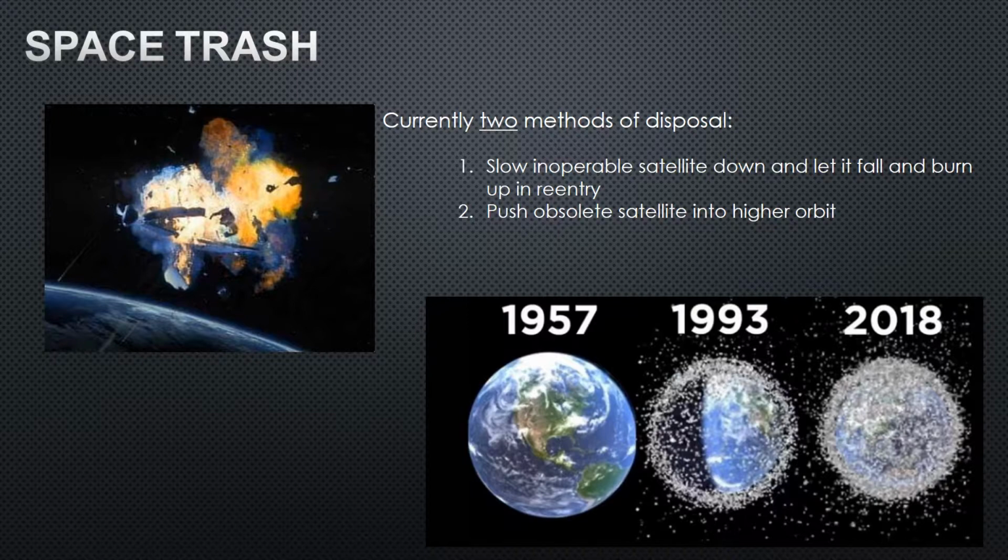So currently, we only have two methods of disposal. One is to slow the satellite down and let it fall and burn up upon reentry onto the Earth, and that's assuming that the satellite is close enough. If it's not close enough, then the other is to push it into a higher orbit to get it out of the way.